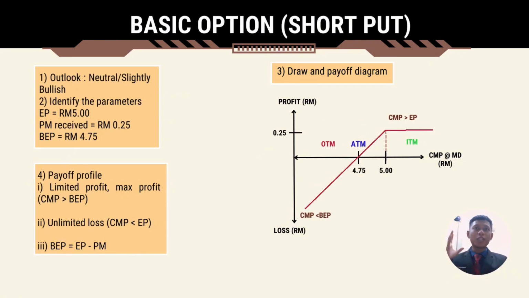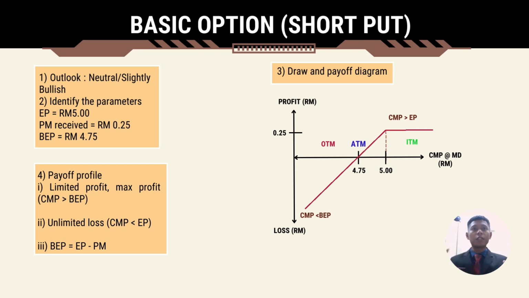Now we're going into the last one, which is the short put. The first step is to look at the outlook, which is neutral or slightly bullish. The second step is to identify the parameters. The EP is equal to 5 ringgit and the premium received is equal to 25 cents. For the BEP, we subtract the premium received from the EP, which gives 4 ringgit and 75 cents. For the third step, we draw the payoff diagram.